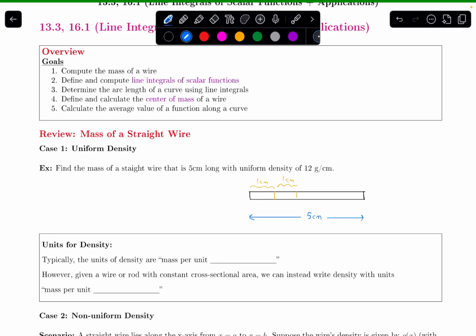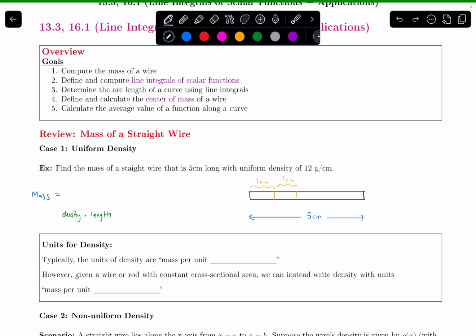So if I wanted to calculate the total mass, it turns out that what you do is you multiply the density times the length. Density times the length. Because this has a mass of 12, this has a mass of 12, and so on. We're going to have 5 of these pieces that each have a mass of 12. So I got to multiply 12 times 5.